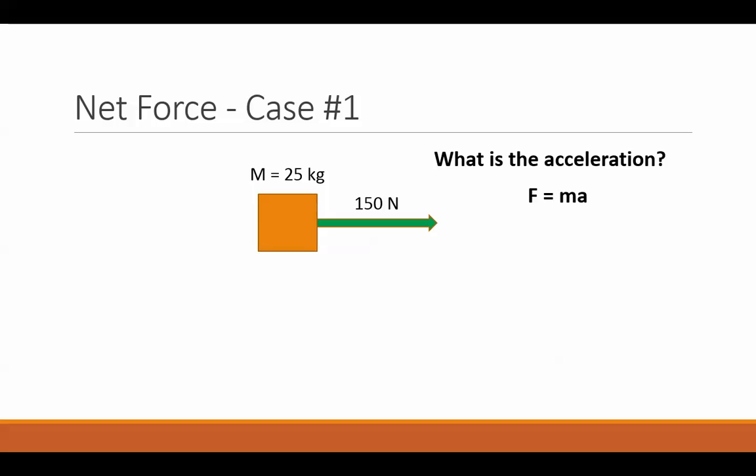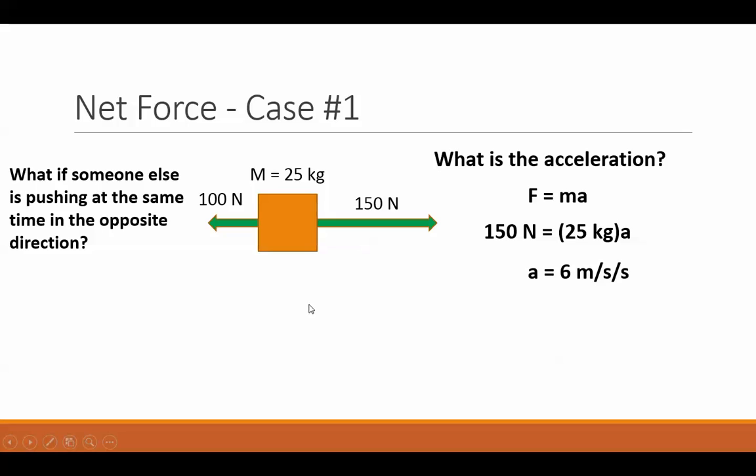Let's do that first. That would be force equals mass times acceleration, and we would just plug in the numbers that we know, divide by 25. If this situation were happening, a mass of 25 being pushed with 150 newtons, this box would be speeding up at 6 meters per second squared. But let's make this a little more interesting.